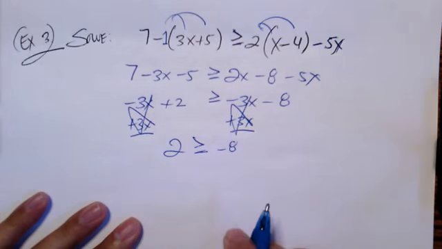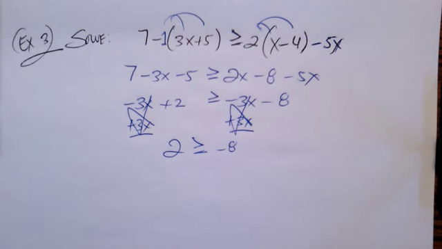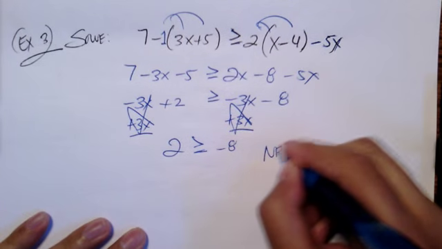Okay. Now here's the thing. When you read this out loud in your head, this says 2 is greater than or equal to negative 8. Here's the thing. That will never happen. So this is never. Okay.